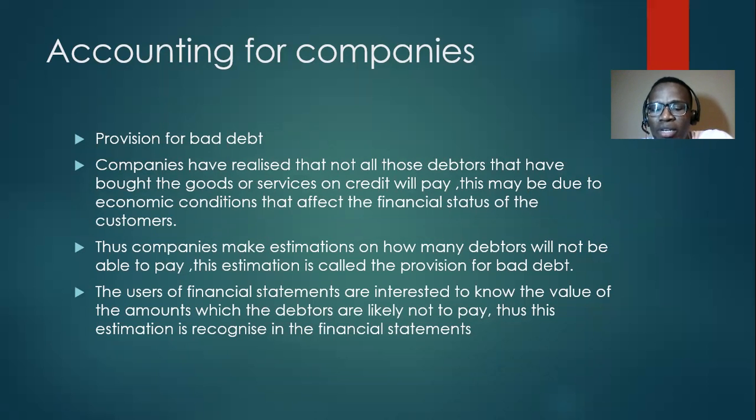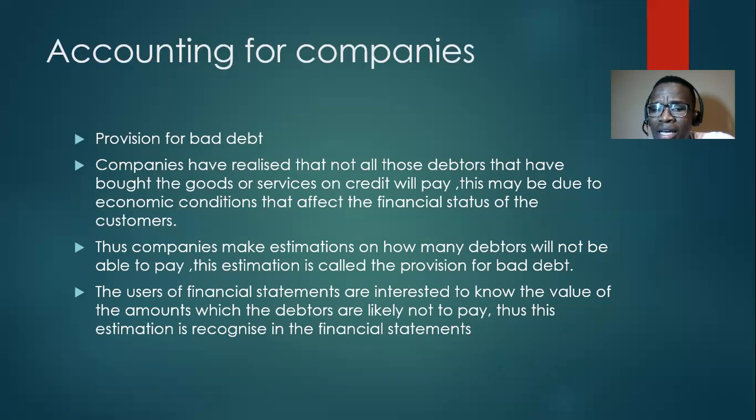So it means people have been retrenched and they lose their jobs. So what will happen to their debts, right? Before that event happens, the company makes an estimation of how many debtors will not be able to pay. This estimation is called the provision for bad debt, right? Once this estimation is made, users of the financial statements will be interested to know the value of the amount which debtors are unlikely to pay, right?